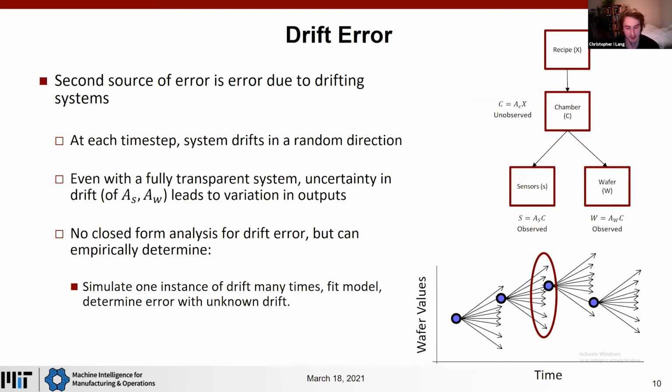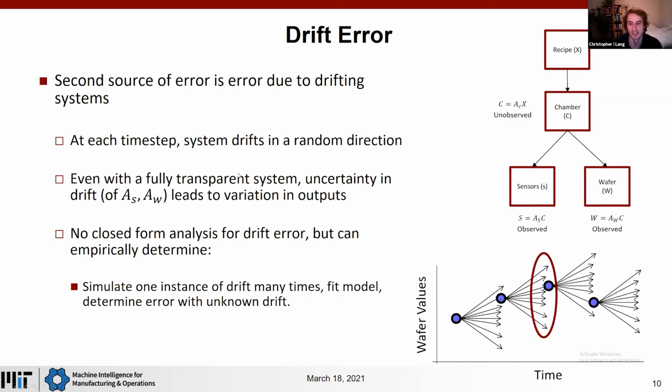So the second class of error that I'm going to talk about here is error due to the drift in the underlying system. Because at each time step, these systems will drift in a random direction, even if we can fully infer these chamber variables. If we don't know, for example, what ΔW is, and we have perfect information of what the chamber variables are, we're still going to have some error in our predictions of the wafer or the final product.